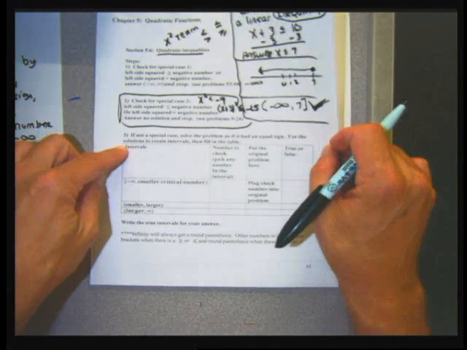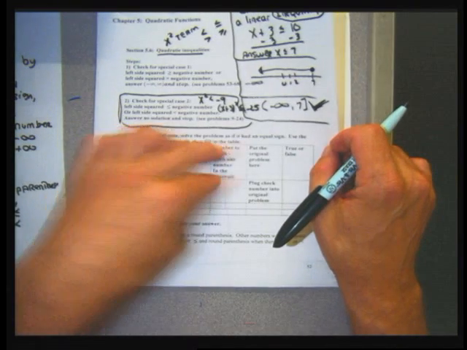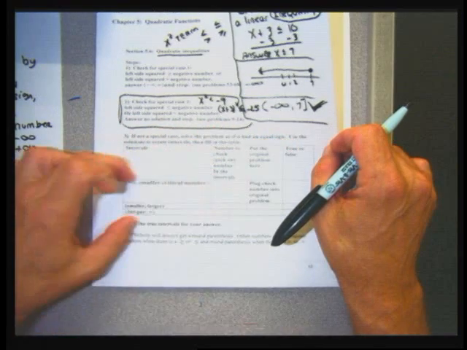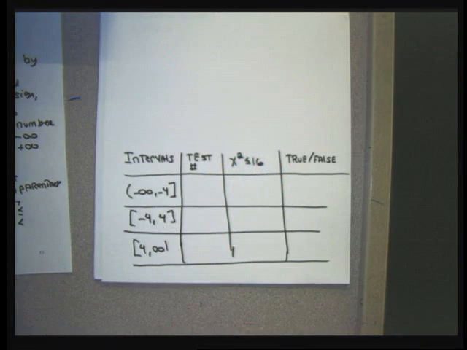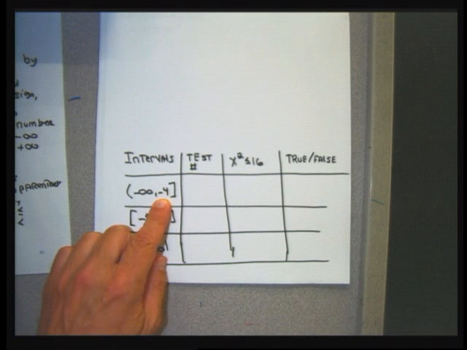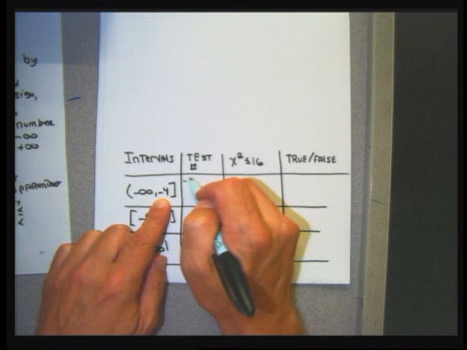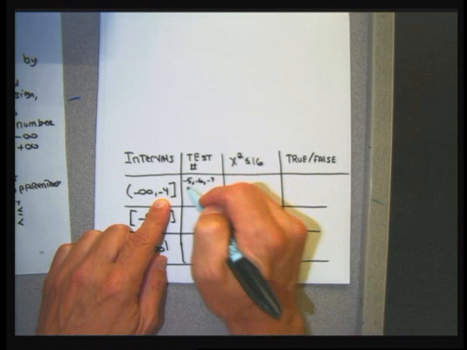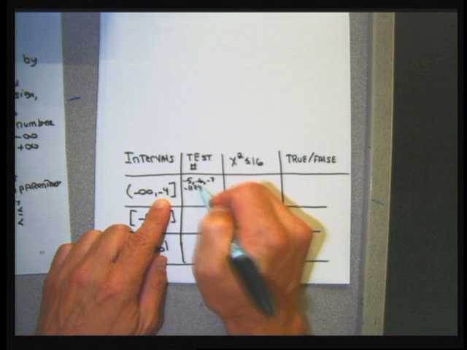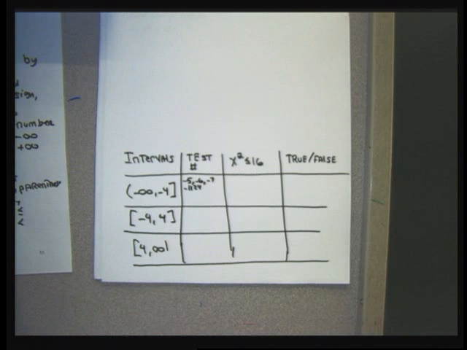So I get an interval column, a check number column, the original problem, the true or false headers, put my intervals down. Now I have to go about putting test numbers. And for test numbers, you need a number that's in the interval that's not one of the endpoints. The worst thing about the test number is you have lots of choices. My test number for this interval could be any number less than -4. I could put -5 in this column, I could put -6, I could put -7, I could put -1124. You just need to pick any number that's in the interval, and it doesn't matter which number you pick.